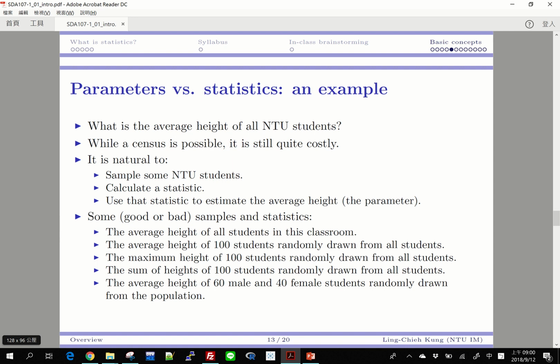Finally, if we actually know that the NTU students in general have about 60% male students and 40% female students, if we know that, then when we do the sampling, why don't we just get 60 male students and 40 female students in our random sample? If we control that sampling process, then we are able to do that. And then we will be able to make a more accurate estimation in most cases. Then in that case, we would say this particular sample may be better than that random 100 students.